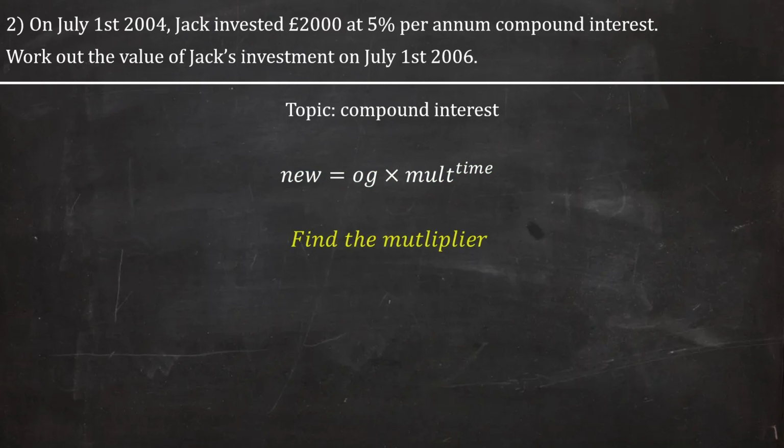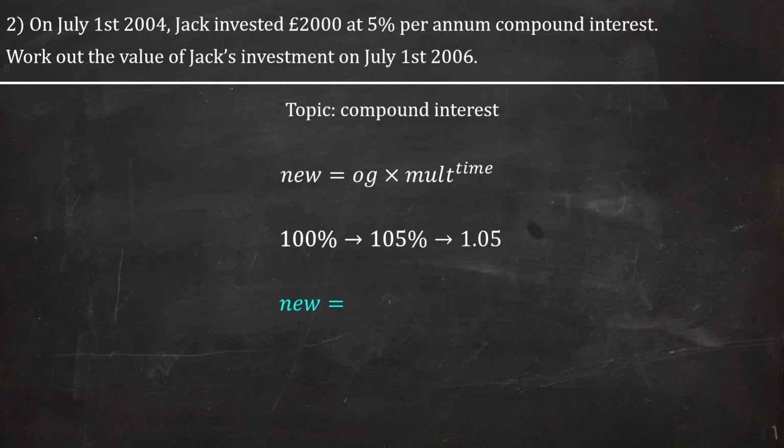Then let's find the multiplier here. So we always start with 100%. Then 5% compound interest means that we're going up, so 105%. Change that to a decimal, 1.05. Now we have everything we need, we can substitute and solve.